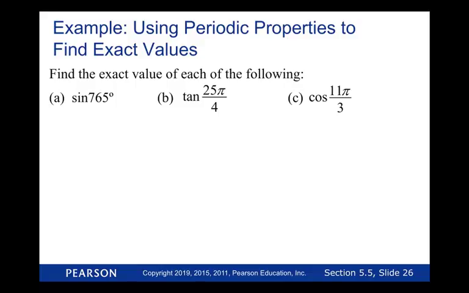Okay. So now, we're asked to find the exact value of each of the following, 765, right? So we have to remove what? Our complete revolutions. How many times did we do a revolution? 2 full revolutions. So let's do this. Hey Siri, what's 765 minus 2 times 360? 765 minus 2 times 360 is 45. So part A is really the same as sine of 45 degrees.